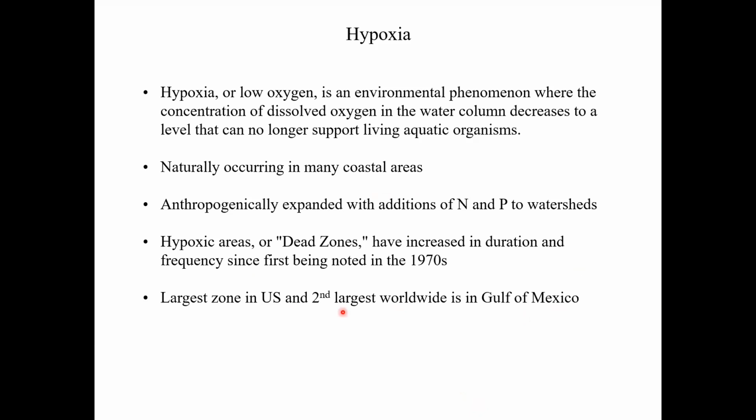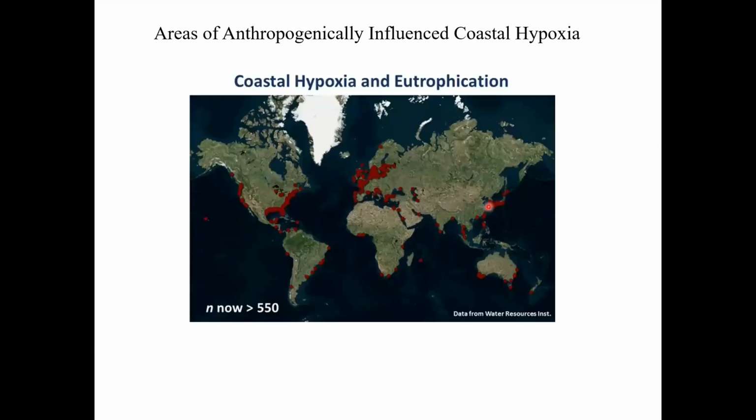It's naturally occurring, but it's gotten larger and it fluctuates with how warm and wet it is in the winter in the Corn Belt and how much nitrogen we lose from the Corn Belt. So it's naturally occurring, but it's been enhanced by urban activities too. Wastewater treatment plants, golf courses, suburban lawns also contribute nitrogen to this. If we look around the world, there are hypoxic zones all over the place where rivers enter coastal areas.